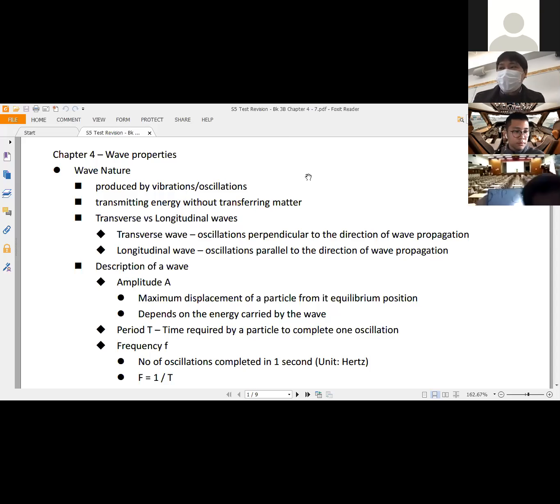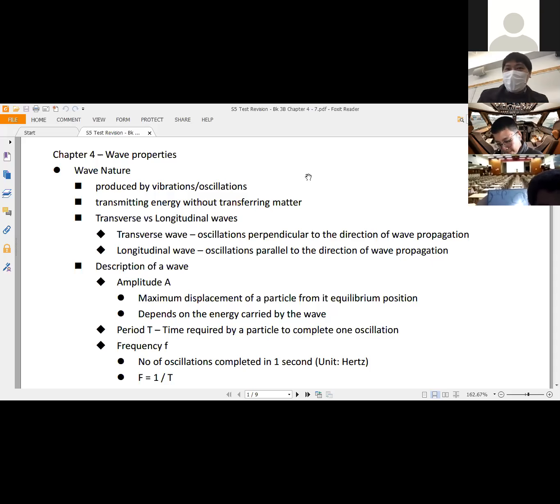And after 45 minutes, you need to take the picture and convert that into PDF file to submit through the Google Classroom, okay? So that is the arrangement on the Wednesday test. So make sure that you get yourself ready for the test. And yeah, I will remind you again tomorrow.